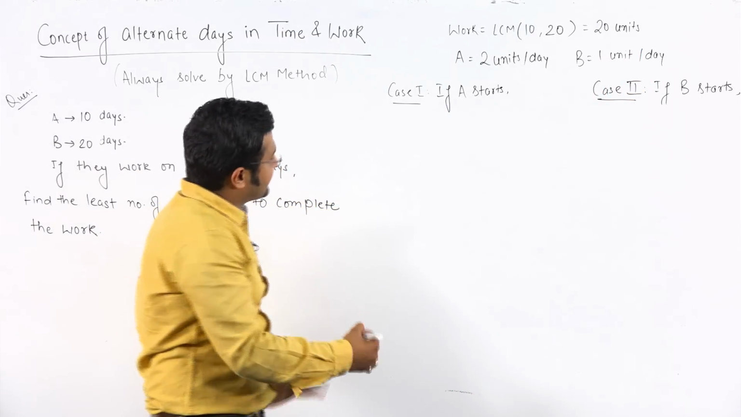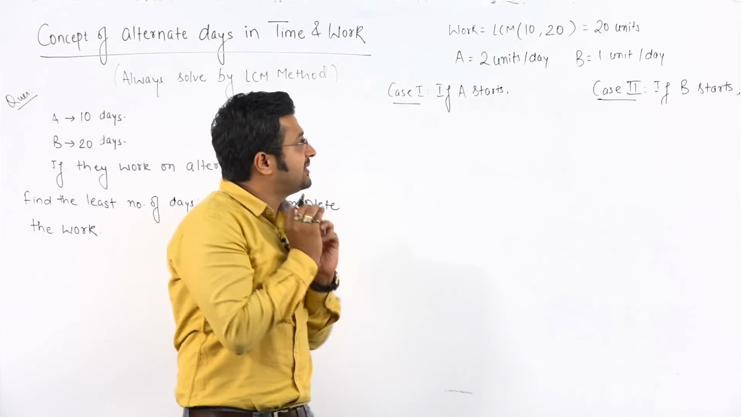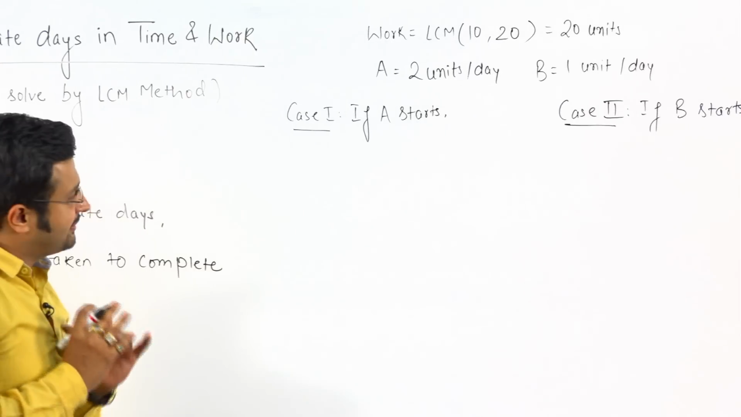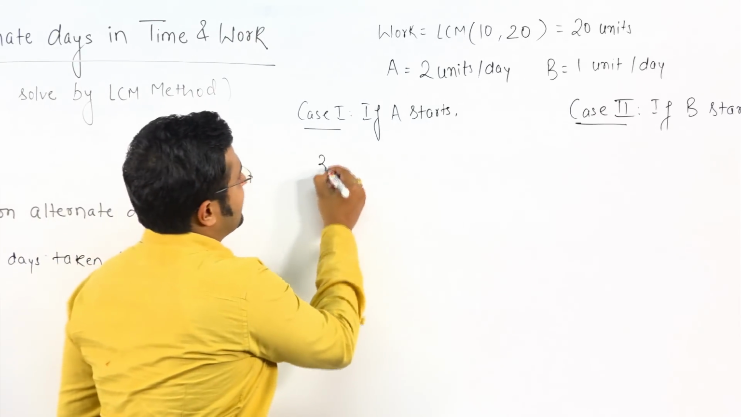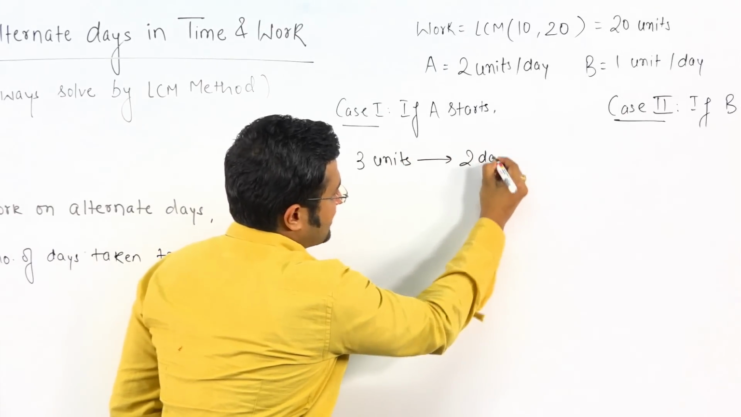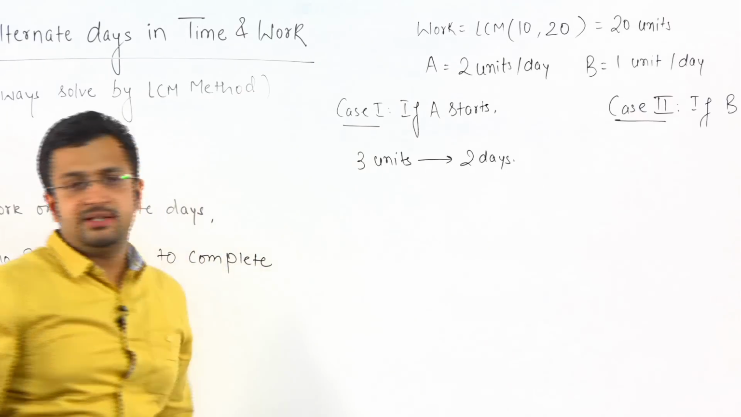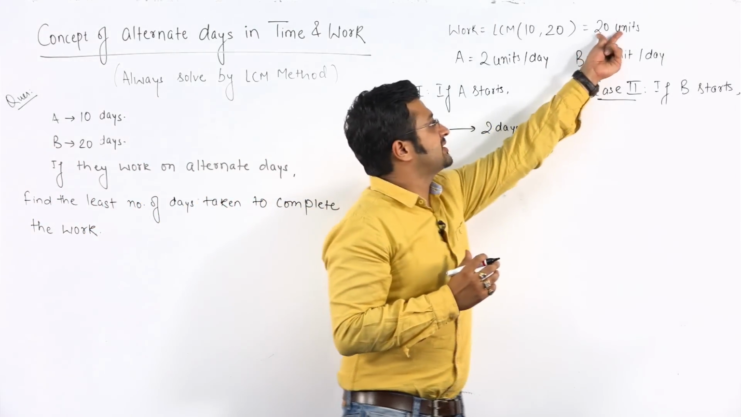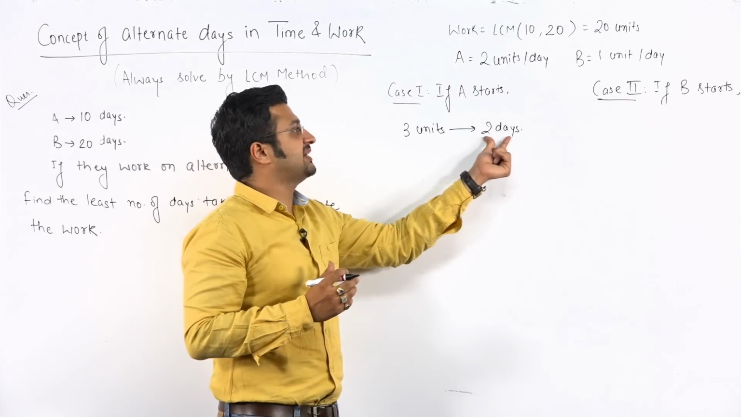Now if A starts the work, that means 2 units will be completed on the first day. On the second day, 1 unit will be completed. That means total 3 units will be completed in 2 days. 3 units completed in 2 days. Now you know how much work you have to do? 20 units. Now here 3 units are getting completed in 2 days.